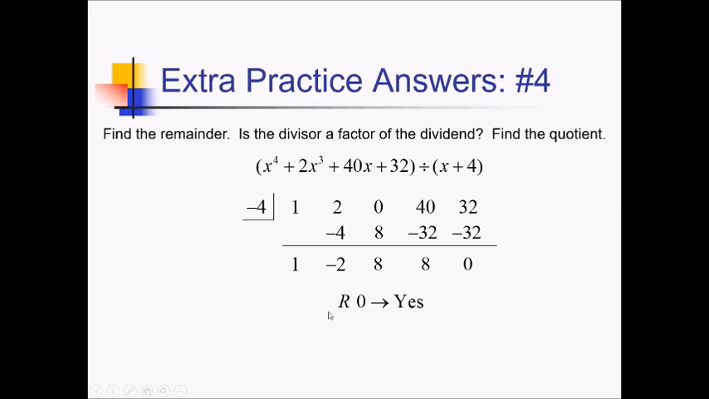And our quotient is going to be 1, using these numbers that are not the remainder. It's going to be 1, x to the 1 exponent lower than we started, so 1x to the 3rd power, followed by this negative 2x squared, plus 8x to the 1st power, plus 8, and that's it.